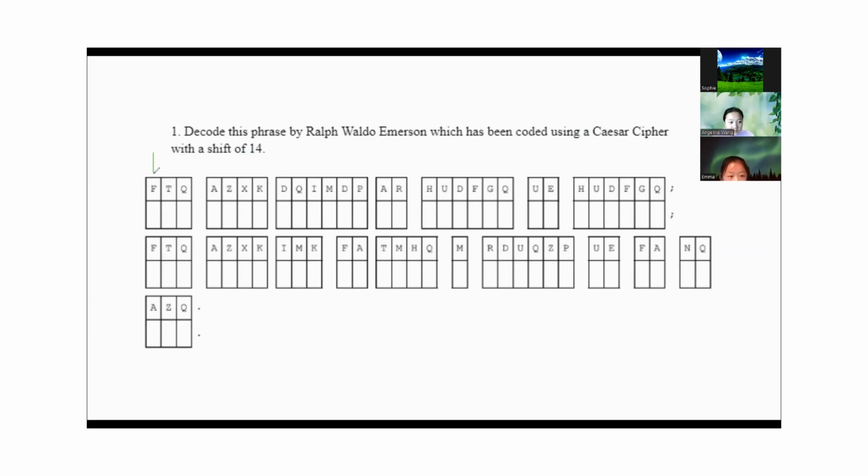So do we know what F is? Like which letter of the alphabet F is? So when we see what F is, we add 14 to what F is, and then that's the letter it corresponds to. So forwards. And if you go over 26, you just start counting from the beginning.